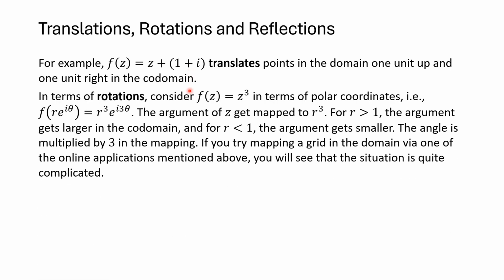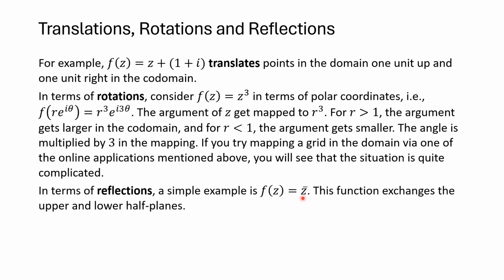We have rotations and expansions. In this case, if you have f of z equals z cubed, then the rotation comes from the polar coordinates. You can see you have an angle here, an argument of theta, but here it's 3 theta, so you've multiplied the angle by 3. And of course, the radius or modulus gets bigger if it's greater than 1. If it's less than 1, then you're shrinking down the mapping.